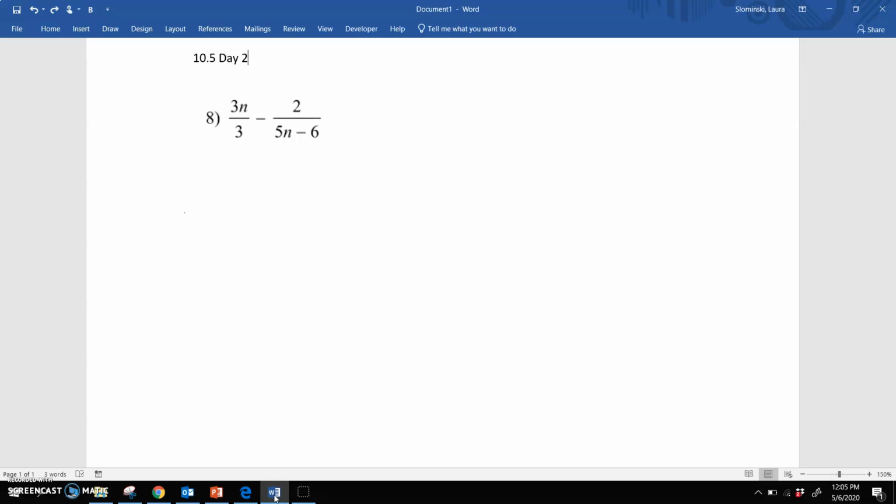3n divided by 3, because everything is multiplication, I am in fact allowed to cancel out those 3's, so I get n over 1 minus. Now, because of the subtraction in the bottom of the second one, I am not allowed to reduce the 2 and 6. So that one stays as 2 over 5n minus 6. Once I have that, I go to find my LCD.